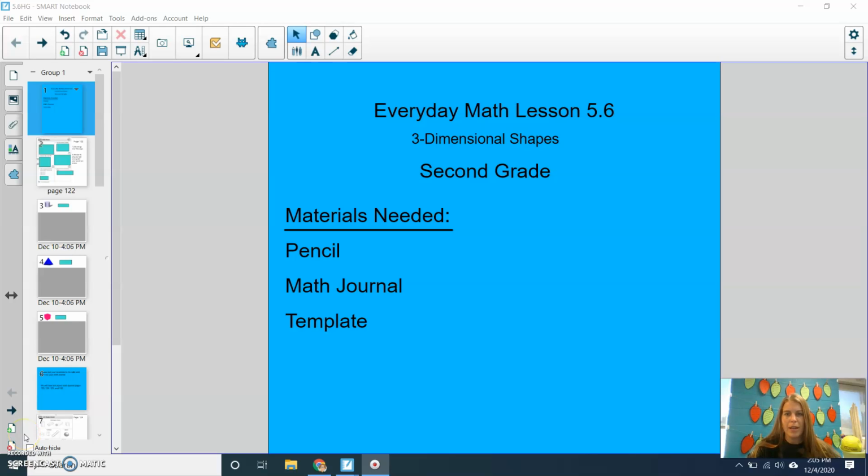Boys and girls, welcome to Everyday Math Lesson 5.6, Three-Dimensional Shapes. The materials that you'll need today: pencil, math journal, and then your template.